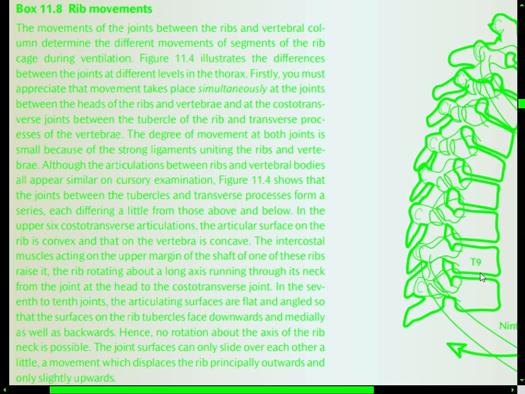Now moving on to a box that is filled with information. I didn't understand most of it, but that's okay. This box is called Rib Movements. The movements of the joints between the ribs and the vertebral column determine the different movements of segments of the rib cage during ventilation.